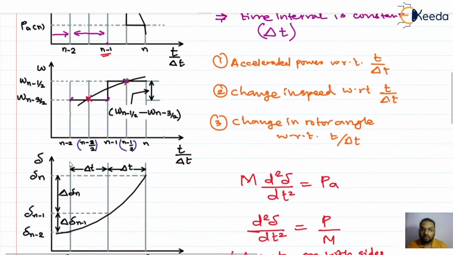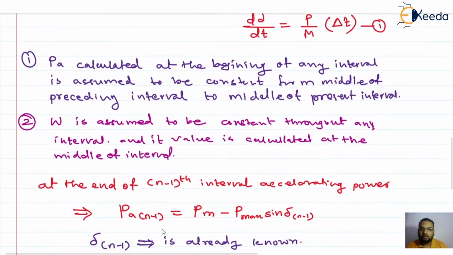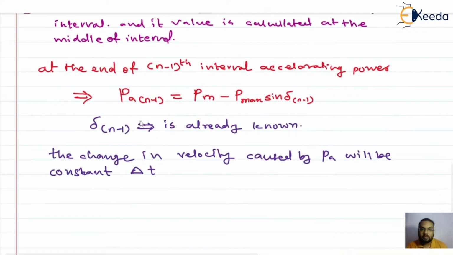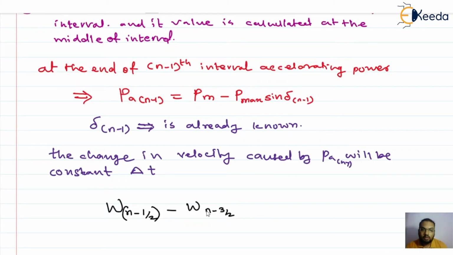Okay, so let us write that change in velocity which is caused by this accelerating power in that interval, the n minus 1th interval. So now we can write here the angular velocity, it will be omega n minus 1/2, this is indicating the time interval, minus omega n minus 3/2.